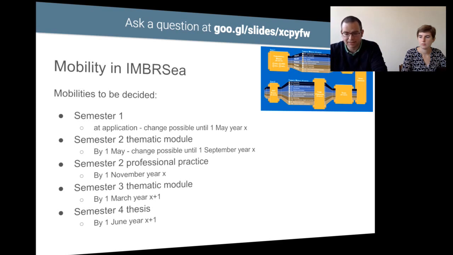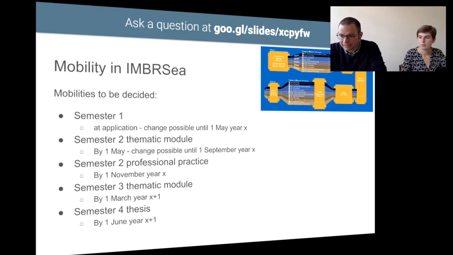Then the semester 2 thematic module. There also we ask you by the 1st of May to indicate which specialization track you wish to follow and which thematic module within that specialization track you wish to follow in the second semester. However, you will be able to change this still until the 1st of September of this year. But by the 1st of September we have to be sure, because we have to enroll all the students for the full academic year at each of these partners. So we have to be able to indicate, for example, to a second year university, look, in the second semester you may expect 20 students, for example, for a specific specialization track.